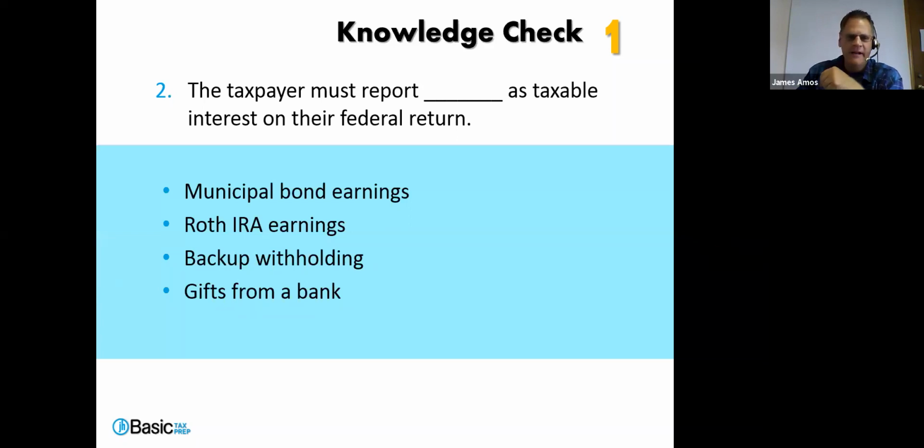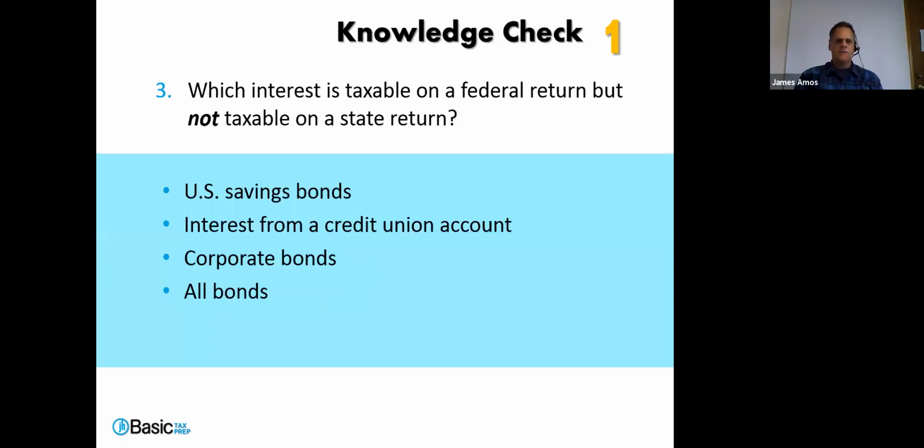Okay, everyone ready? Here comes the answer. D, gifts from a bank. Municipal bond earnings. Boy, we haven't talked about that yet. We'll talk about that later. Municipal bonds are bonds done by a city, and those are not taxable by the IRS. Roth IRA earnings. You haven't even talked about IRAs yet, but this is a specific kind of IRA that is not taxable if you meet the requirements. Backup withholding. Don't worry about it. You guys have the right answer. Gifts from a bank. That's what's taxable. Let's do the next one.